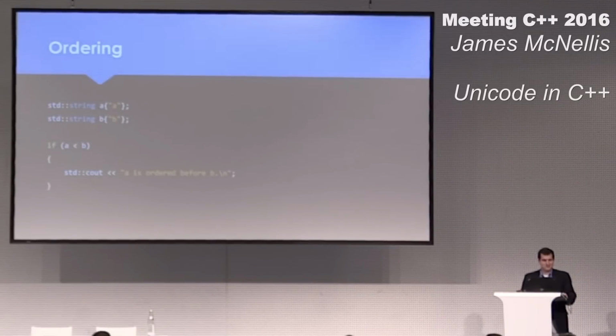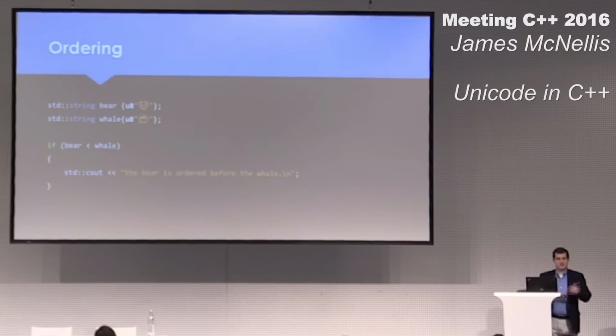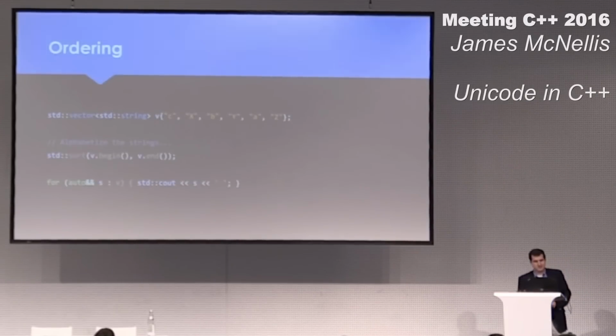So if we have 2 strings, we can ask is A less than B, and that will in this case say yes, and so A is ordered before B. And we can do the same thing for Unicode characters. So here we've got 2 UTF-8 strings with different characters in them, and we can check if they're ordered. But what does that mean? So let's look at a sorting example.